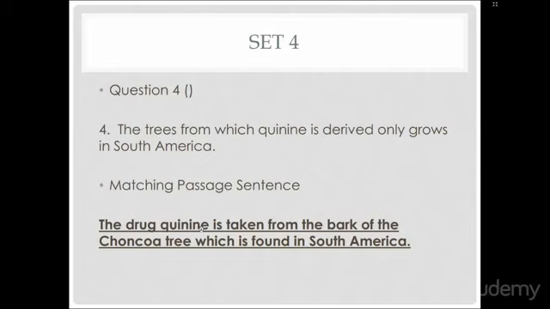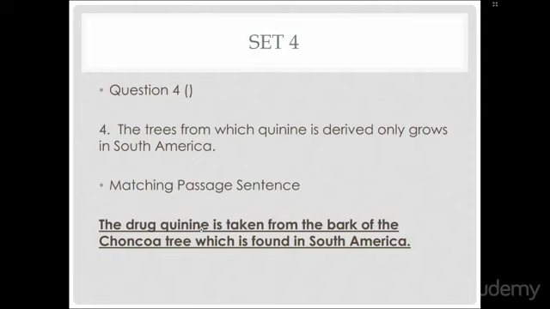All right, so the trees from which quinine is derived only grow in South America. The drug quinine is taken from the bark of the chinchona tree, which is found in South America. Now, we have to ask ourselves, do we have the tree here? Yes, we have the tree. We have a mention of a tree.